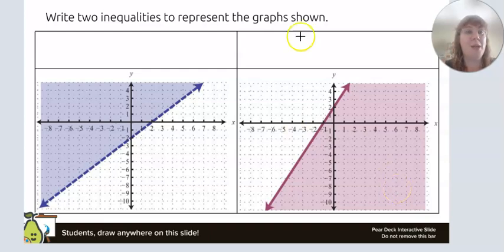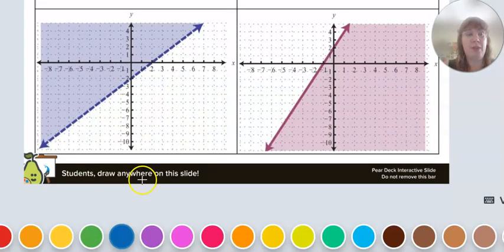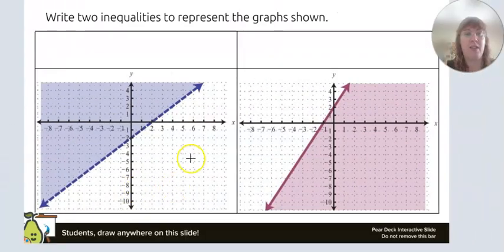Alrighty, here we go for part 2 of the pear deck. So we're getting started on slide 6 here. And this says write two inequalities to represent the graph. So just good reminders on how we do this.